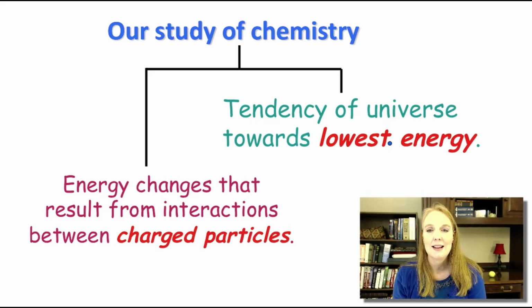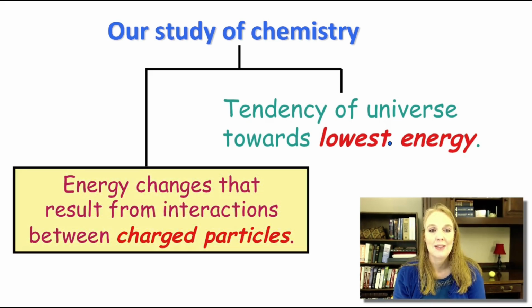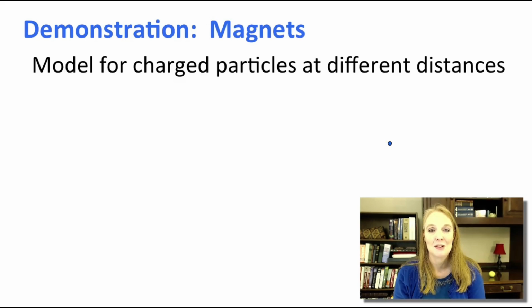The other thing we need to think about is energy changes that result from interactions between charged particles. There are many charged particles in chemistry because the atom is comprised of positive protons and negative electrons. So let's take a quick look at the energy changes that result from the interactions between charged particles. I'm going to do that with a demonstration, and this is one of my favorite demonstrations. It's very simple, but also a really fun one to look at.